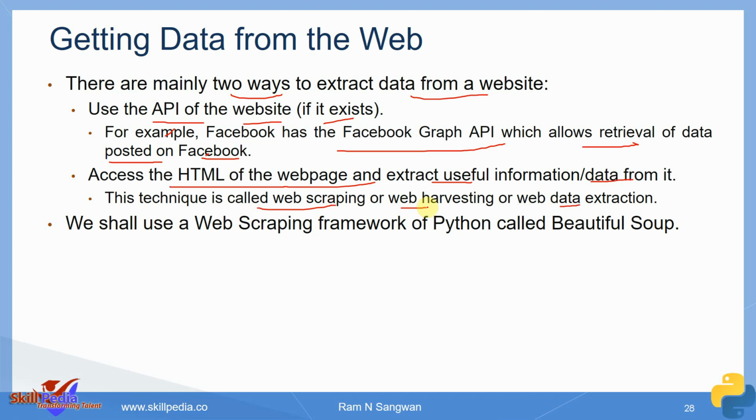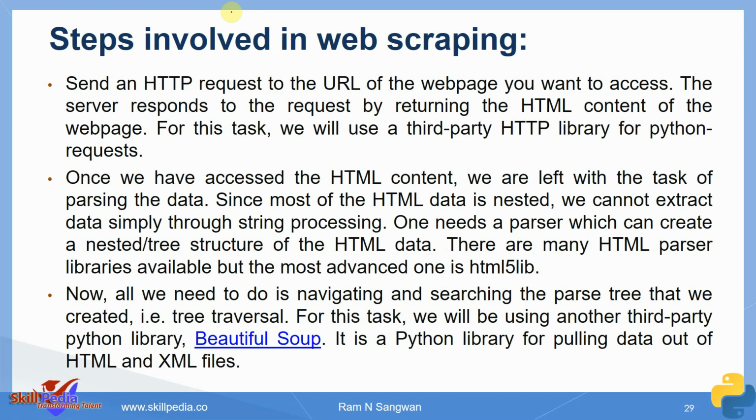This is what Google does to populate the data to create its database. We shall use a web scraping framework of Python called BeautifulSoup. Steps involved in web scraping: you send an HTTP request to the URL of the web page you want to access. The server responds to the request by returning the HTML content of the web page. For this task, we will use a third-party HTTP library, Python requests, and we import requests.